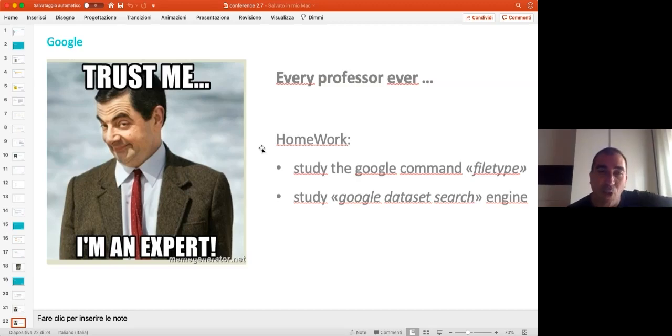So you can collect all the data out of the database, mainly for free. Sometimes you have to pay, but it's completely different from Google. It's another search engine. I have only 1 minute more, so I can't go farther. But if tonight you have nothing to do, you can search on Google for file type and Google Dataset Search, which are amazing tools for doing anything on the web.